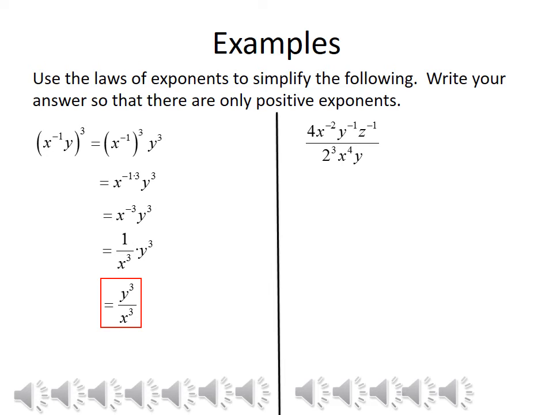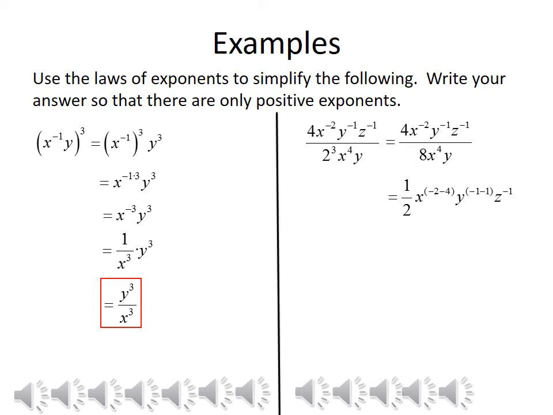Next, we want to simplify the expression 4 times x to the negative 2 times y to the negative 1 times z to the negative 1, all divided by 2 cubed times x to the 4th times y. We'll start just by simplifying 2 cubed. 2 cubed is 8, so we're going to have an 8 in the denominator, 8x to the 4th times y. Next, we want to simplify things variable by variable. So if we start with our constants, 4 divided by 8 can be rewritten as 1/2.